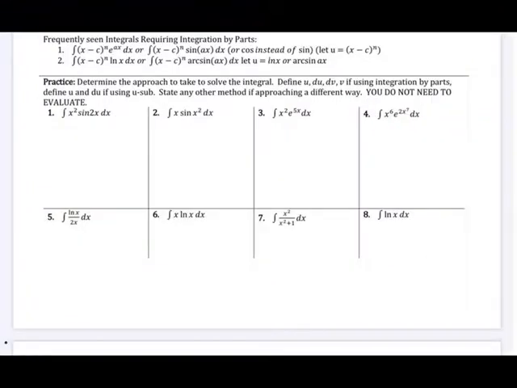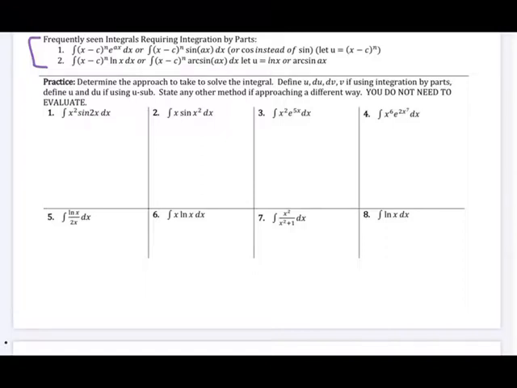So up here are a couple frequently seen integration by parts type problems. So often you'll see something like x minus some c value to the power of n times e to the ax. That's sort of something that's going to tell you to integrate by parts, or sine or cosine times something to the power of n.